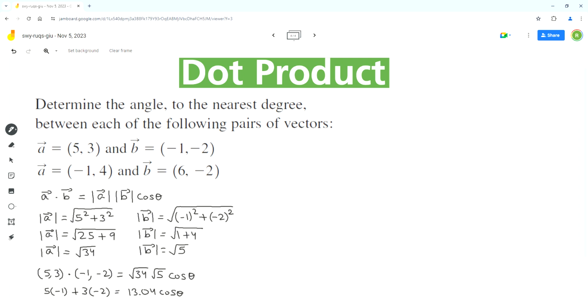Now we can simplify the left side. So 5 times negative 1 is negative 5, and 3 times negative 2 is negative 6. Now on the left side, negative 5 minus 6 is equal to negative 11. Now we can divide both sides by 13.04.